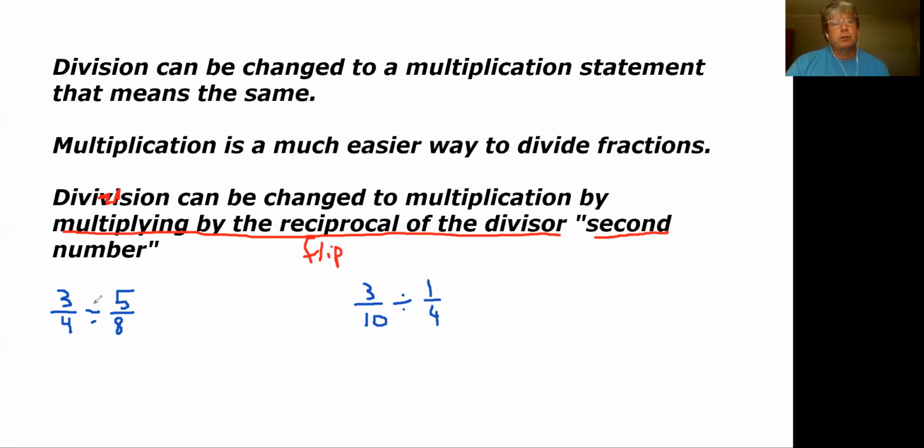So when I have this 3/4 divided by this 5/8, again, we use this little phrase KCF to kind of make it easier on our brain. Keep, change, flip. So to make this a multiplication problem, we keep the 3/4 and we change the division to multiplication, and then I'm allowed to flip or reciprocate the 5/8 into 8/5.